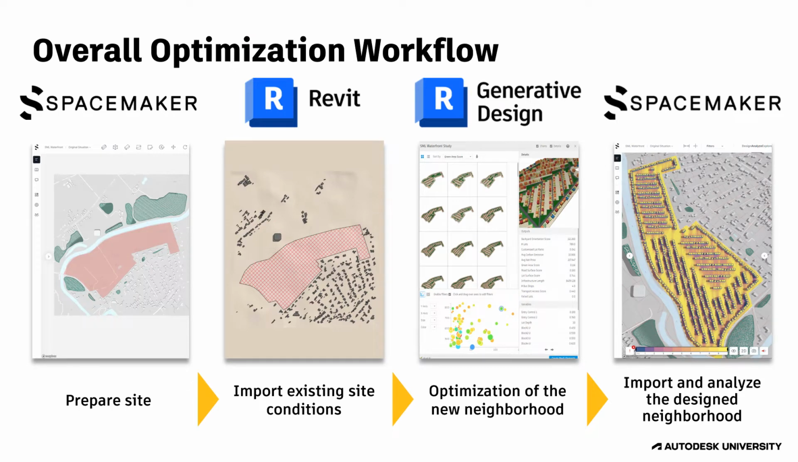So the overall optimization workflow looks like this. We start with taking the boundary from Spacemaker. So Spacemaker is used to prepare the site. We import the existing site conditions from Spacemaker into Revit, do some generative design magic on top of that to generate all kinds of solutions and select a proper solution that is then brought back to Revit, and from there on brought back to Spacemaker to do further analysis. That's the whole overall workflow.